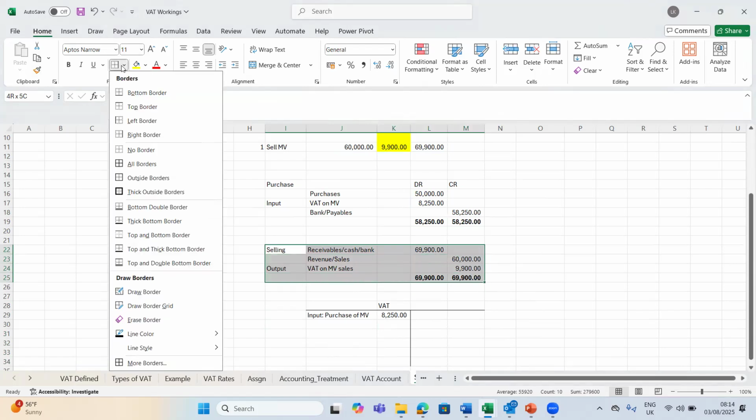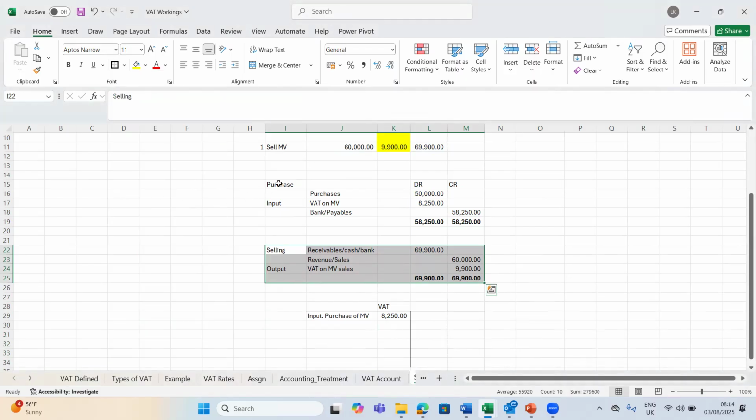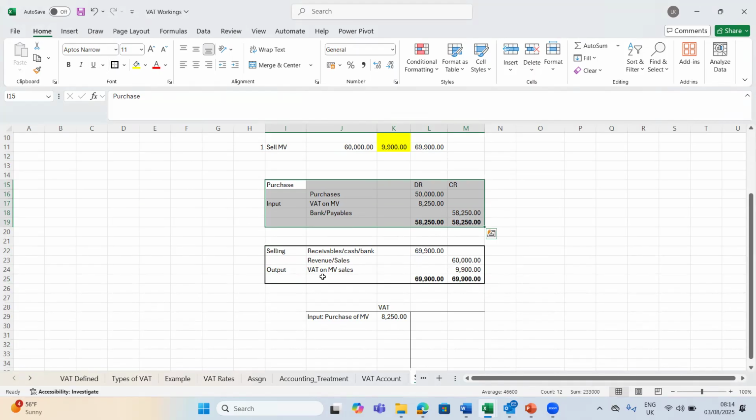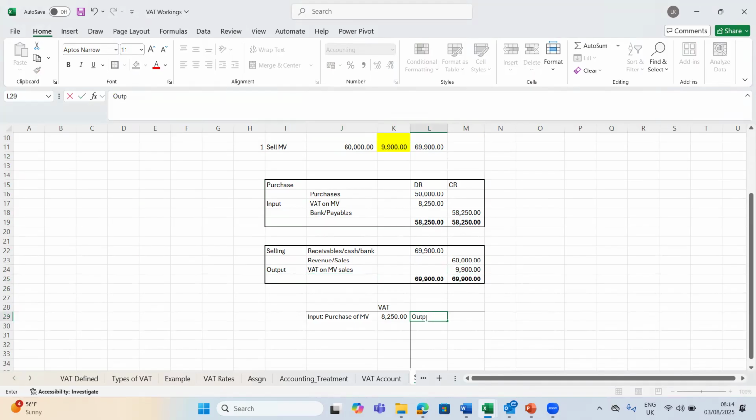And here again on the output, we are selling. So what are we doing to the VAT? We're crediting. So this is the output. So we say credit output.